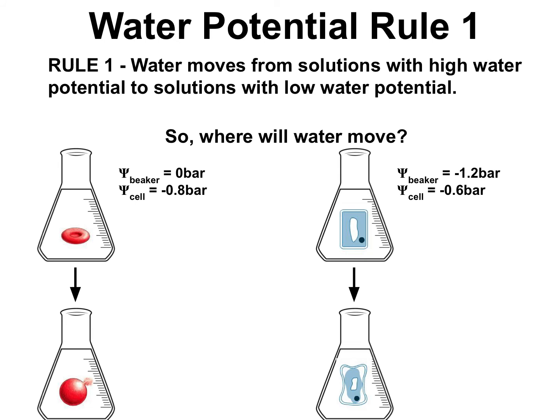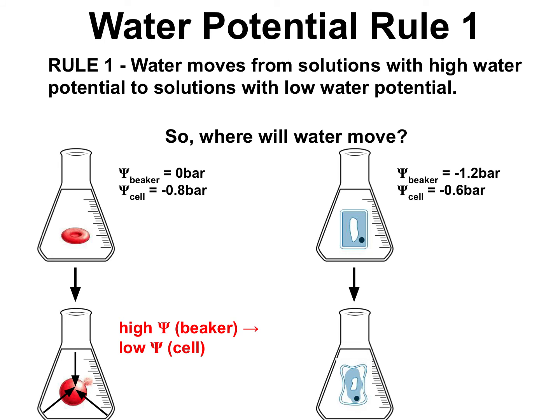And the first rule is that water moves from solutions of high water potential to solutions of lower water potential. And let's check out these two examples to apply the rule. In the system on the left, the water potential of the beaker solution is 0 bars, and the water potential of the cell is negative 0.8 bars. So where will the water move?